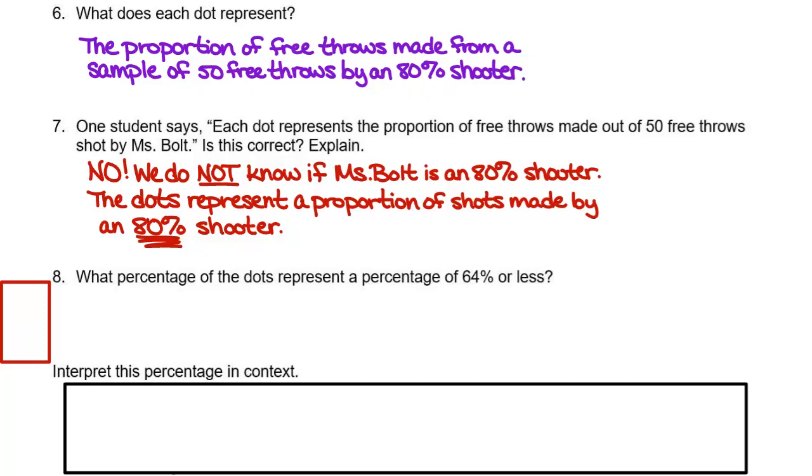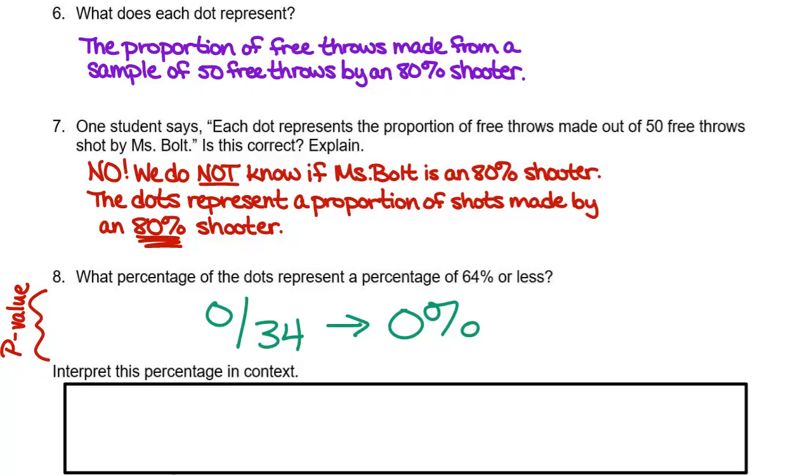What percentage of our dots were 64% or less? 0. We had 0 out of 34. So 0%. This number right here, we call our p-value. Sorry, it's squeezed way over there on the side. That's called our p-value. And we've been calculating this value for a while.